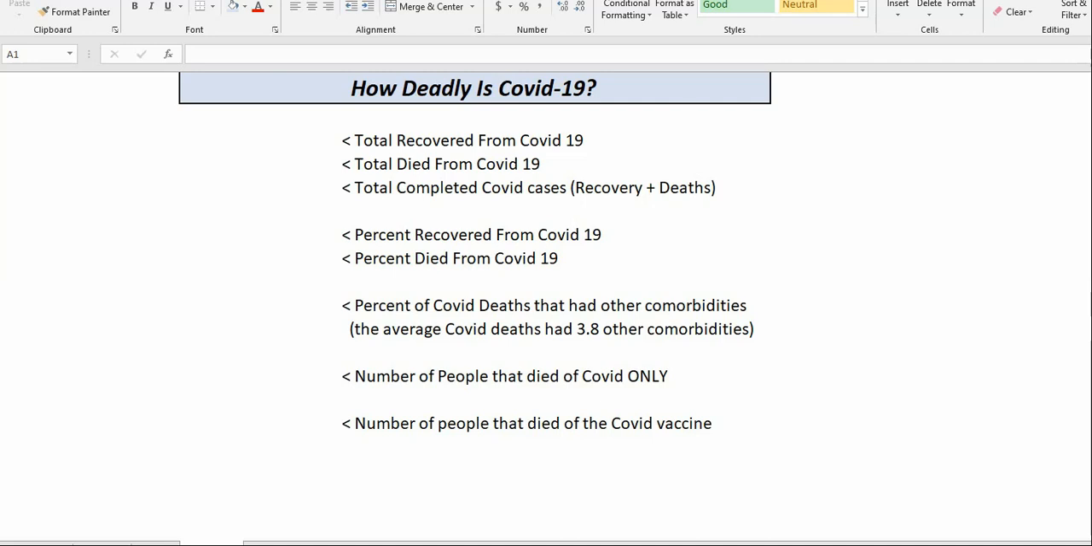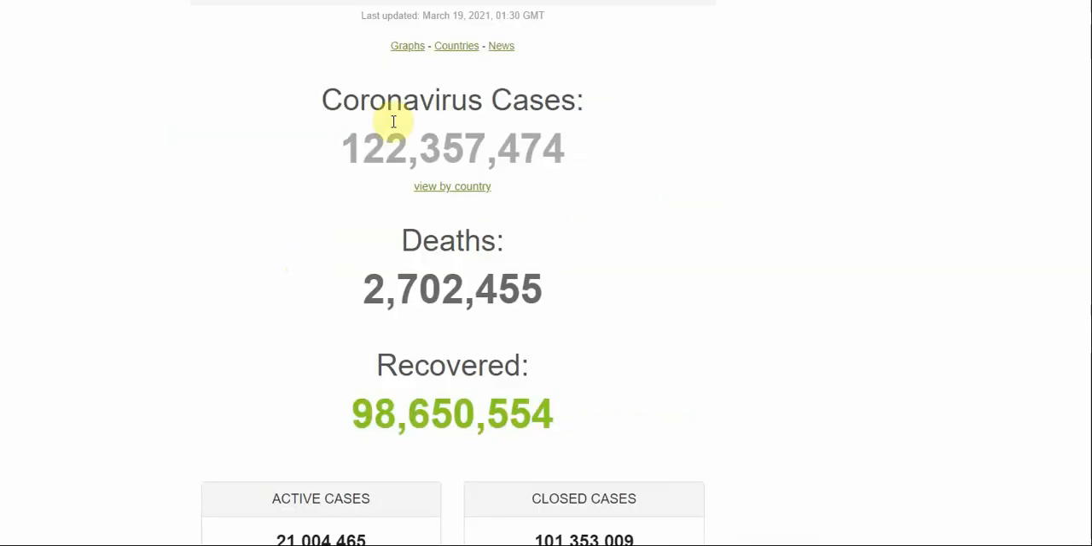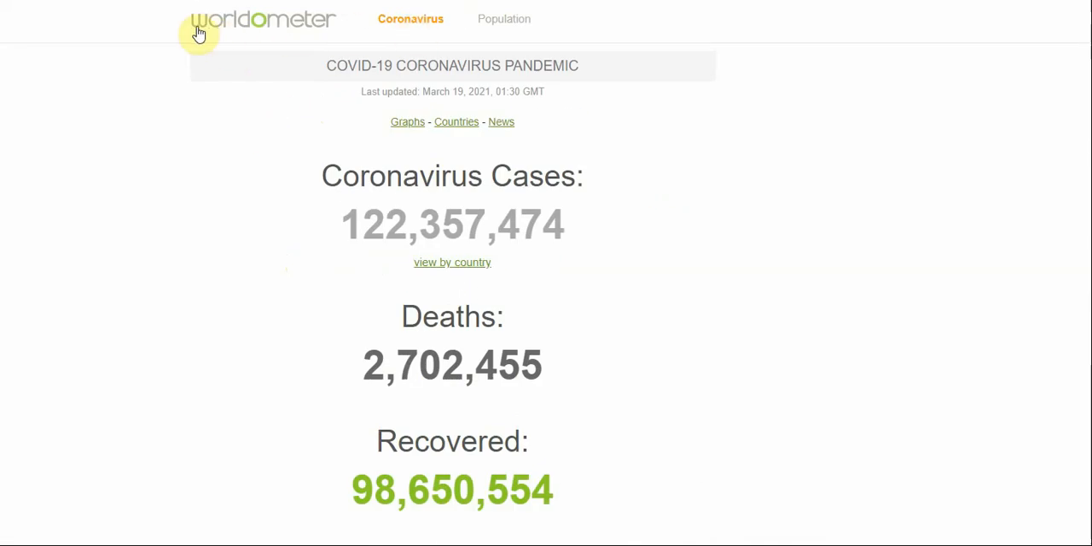We're going to look at how deadly COVID-19 is in this video. We're going to look at it from one particular angle. So the first information that we want to get is the total number of recovered people who have had COVID-19 and recovered. For that, we're going to go to the coronavirus cases in the Worldometer.